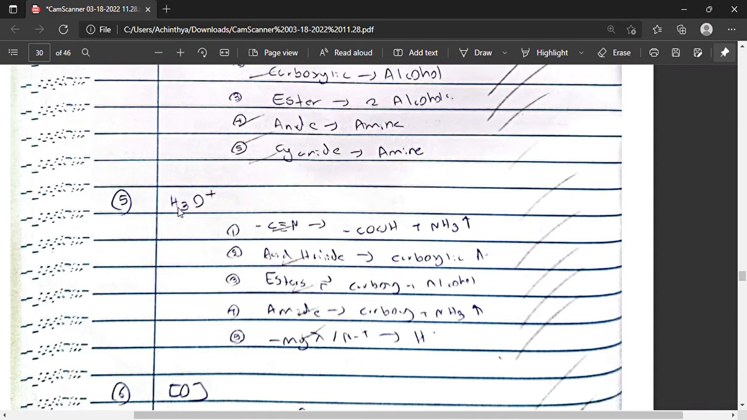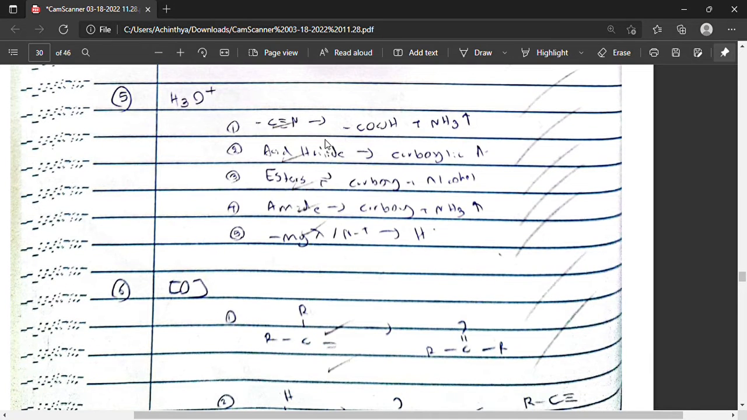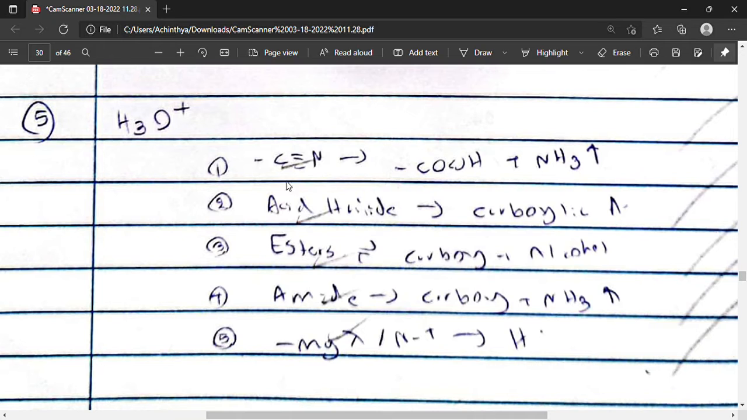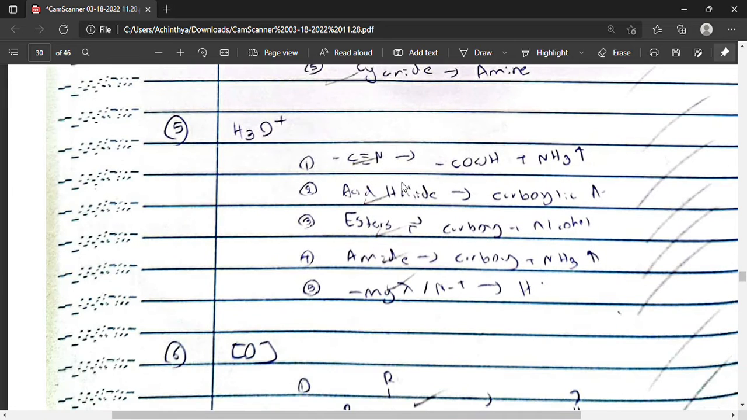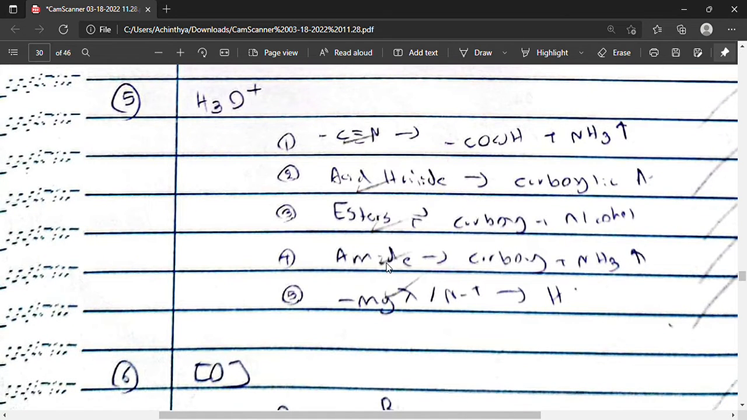Now, what if we were to add acidic solution? Acidic solution is also a nice reagent. We can convert cyanides into carboxylic acids while evolving ammonia. We can turn acid halides into carboxylic acids. We can reversibly dissociate esters, but in the forward direction, into carboxylic acids and alcohols. If we were to add amides, we can convert amides into carboxylic acids while evolving ammonia.